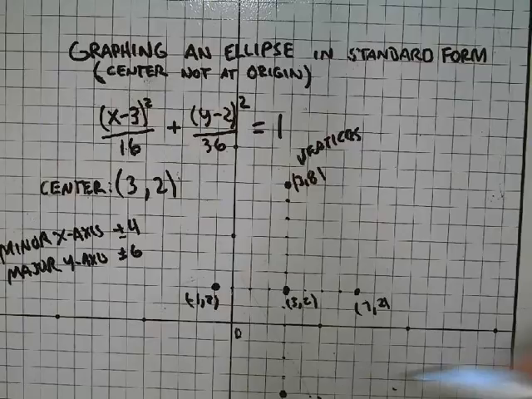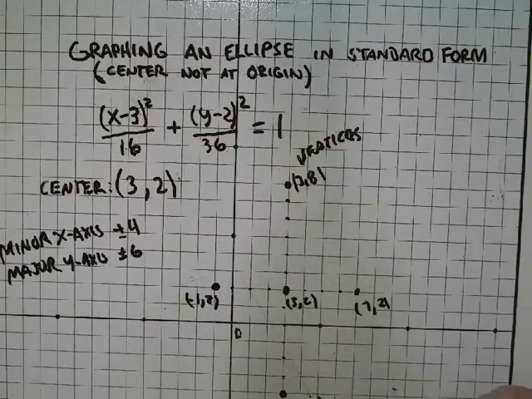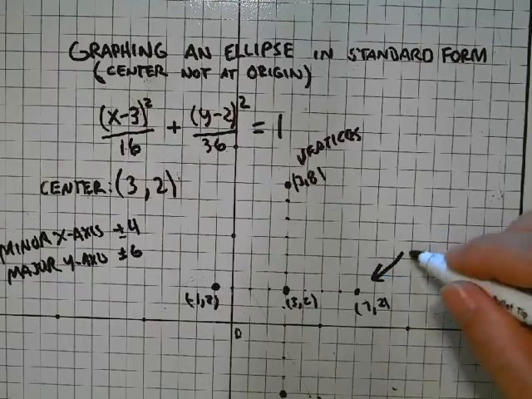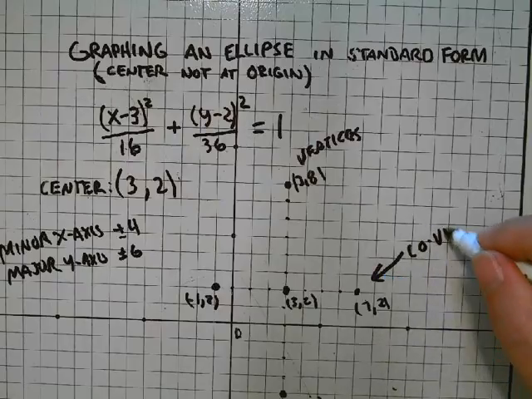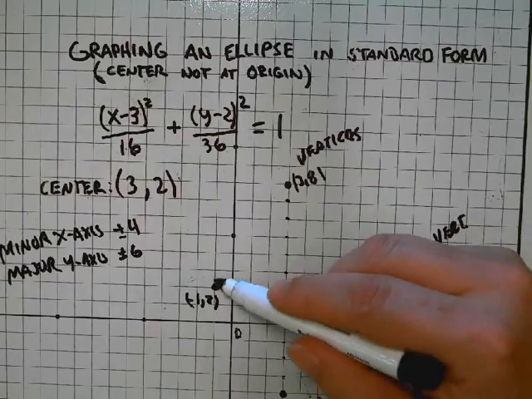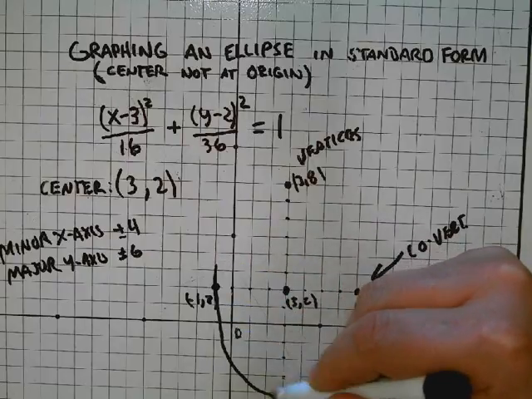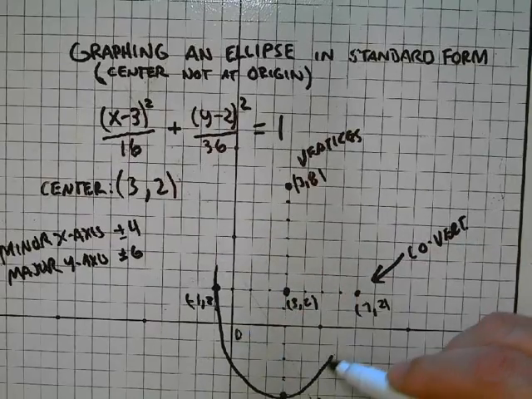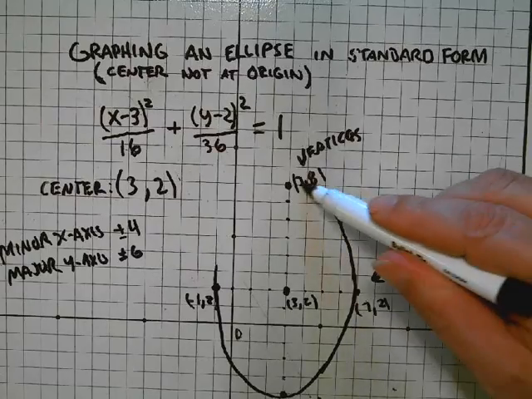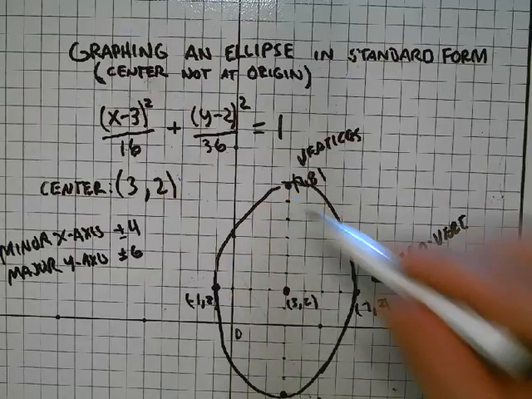Okay, so there's your ellipse, and this is your vertices, so these would be your co-vertices. And you can try to roughly draw the ellipse, again, like circles. It's pretty hard, but do the best you can. So there you go. Now, let's talk about the foci.